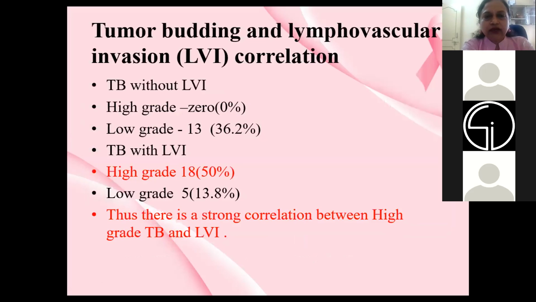Next. We were trying to correlate the various histopathological factors with tumor budding so that we can see what is the potential of a breast cancer going in for metastasis and having a poor prognosis. So the first factor which we have tried to correlate is tumor budding and lymphovascular invasion. Tumor budding without lymphovascular invasion, the high grade, was 0, while low grade, there were some 13 cases that account to 36.2% of the cases. But tumor budding with LVI in high grade was 18, accounting to 50% of our cases, and low grade was only 5. Thus, there's a strong correlation between high-grade tumor budding and LVI.